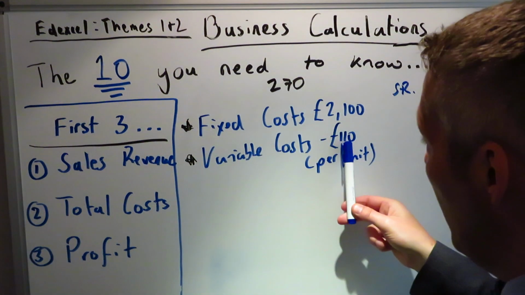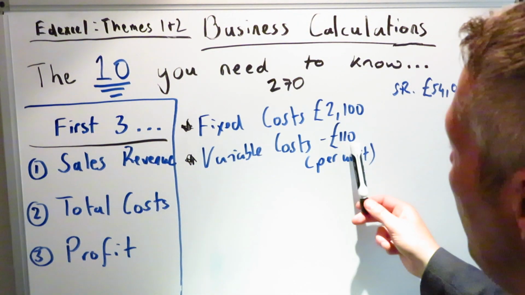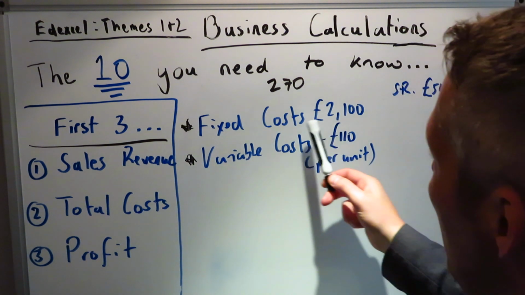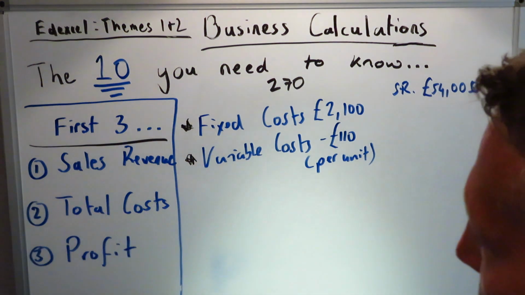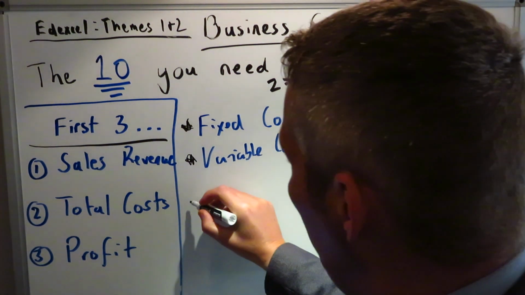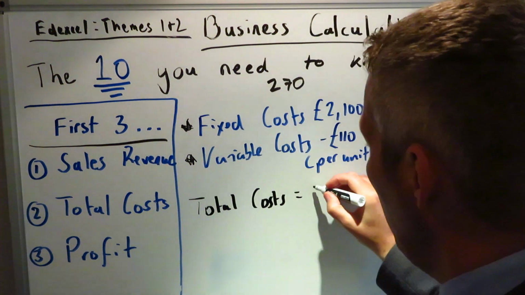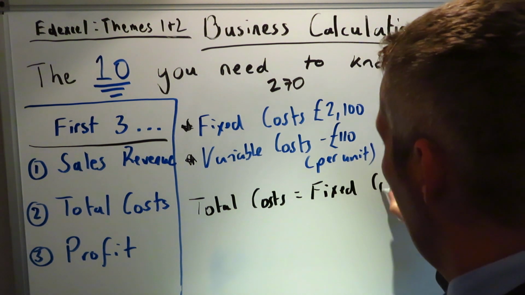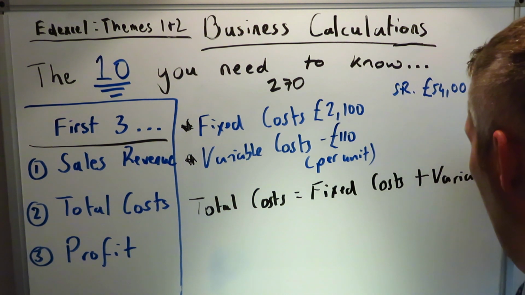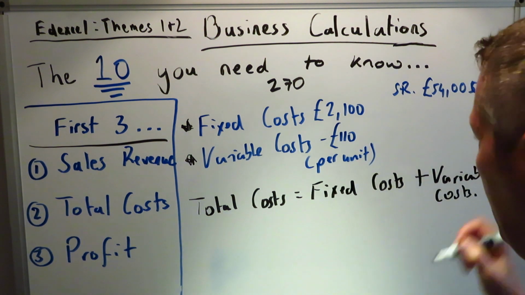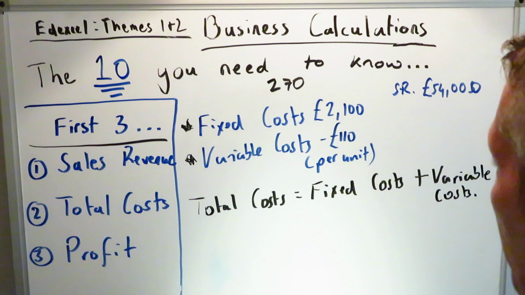So you'll notice here, and you will see this in your exam, and in examples and past papers, you've got 110 per unit, and your fixed cost is 2,100. So, how are we going to work out the total costs? The total costs formula equals your fixed costs plus your variable costs. Your total costs is your fixed cost plus your variable costs.